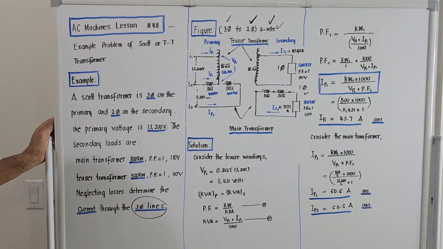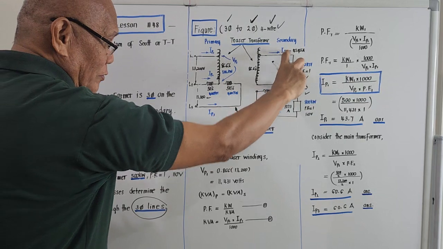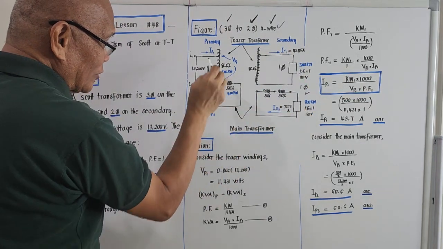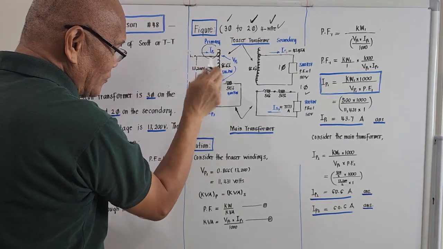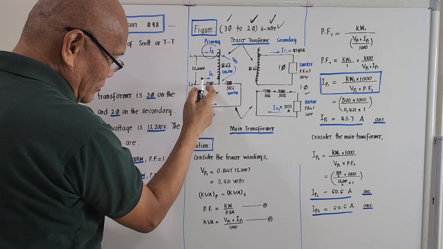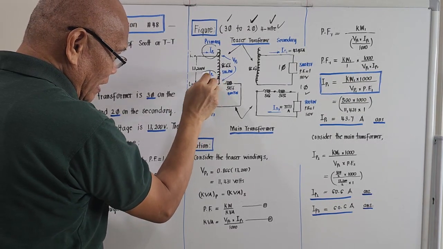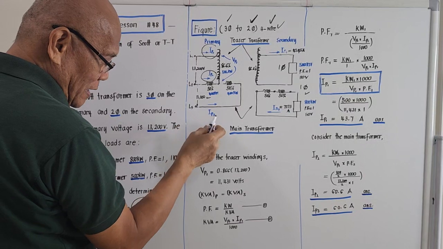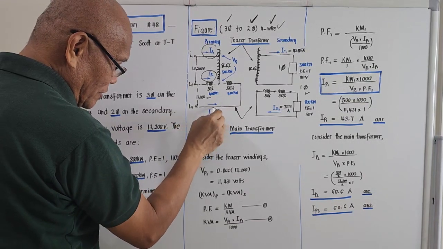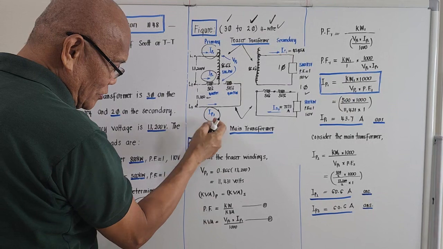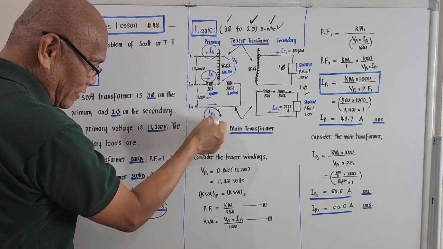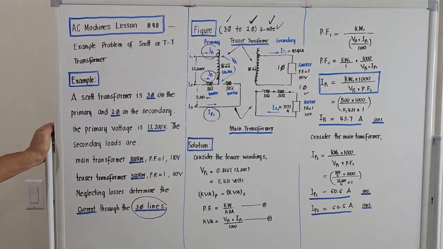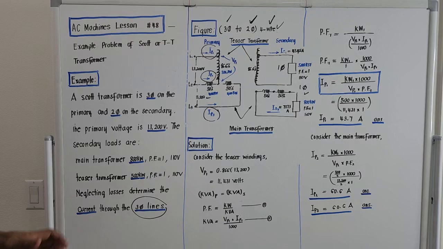The problem is just asking, with these given loads on the secondary, what will be the current IP1, current passing through line number 1, and what will be the current passing through line number 2, designated by IP2, and what will be the current passing through line number 3, designated as I sub P sub 3, meaning primary current coming from line number 3. So we will concentrate our computation on the primary side.